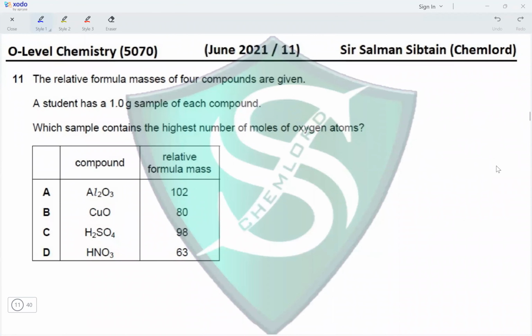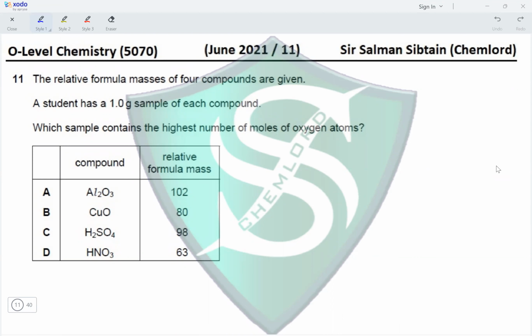Hi guys, this is O-Level Chemistry, paper 11, June 2021, question 11. The relative formula masses of four compounds are given. A student has a 1 gram sample of each compound. Which sample contains the highest number of moles of oxygen atoms? So there are two ways of doing this question.